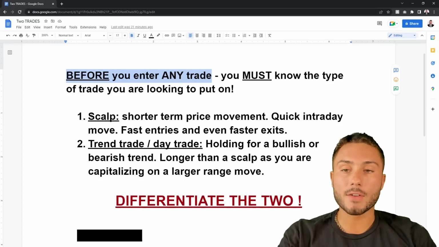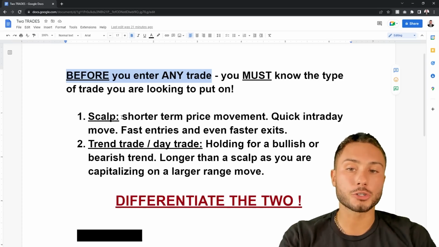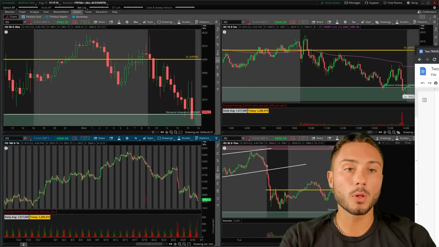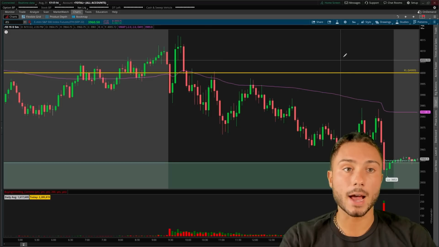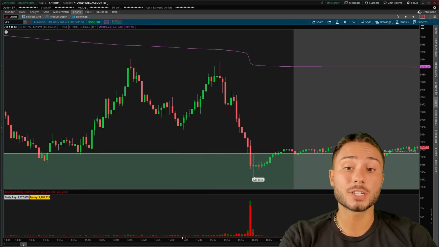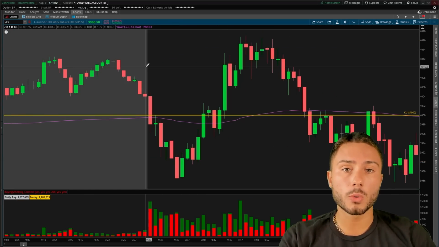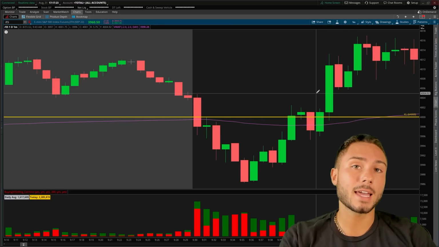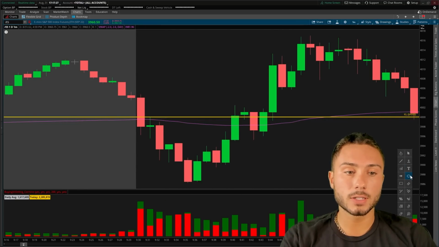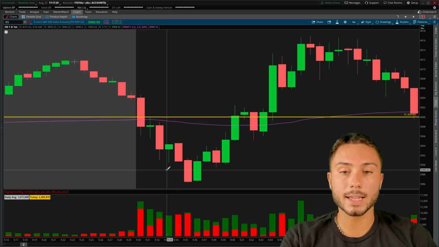This is obvious. Everybody knows what a scalp is, but these are shorter term price movements. These are quick intraday moves, fast entries, and even faster exits. So I'm going to pull up the S&P 500 here right now. I'm going to explain the difference between the two and how to trade each setup. But just for those that don't know what a scalp is, I'm looking to capitalize on a quick little intraday move. A setup that I took today was actually taking long the S&P 500.